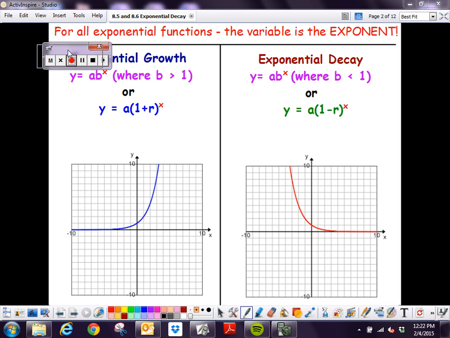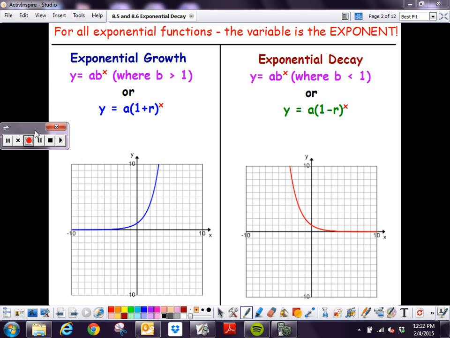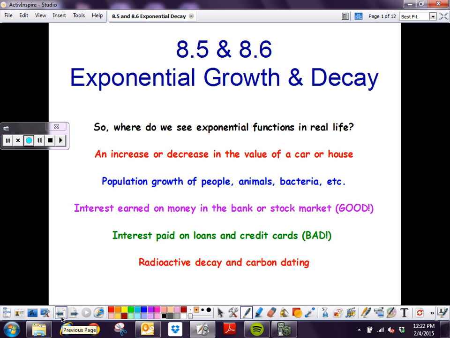Right, here we go. We are going to talk about growth and decay, which we talked about last time. But we are going to look at the word problems that have to go with this. I kind of introduced this last time about where we would see exponential functions in real life. We talked about how the increase in a car or a house could be exponential.